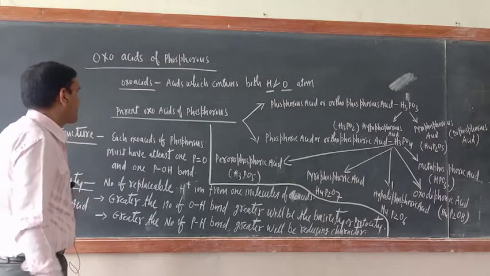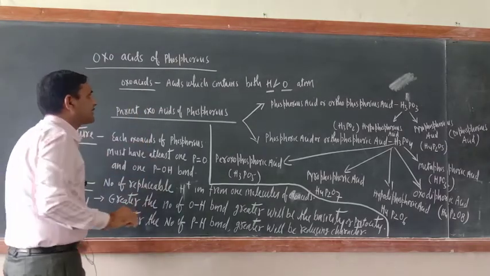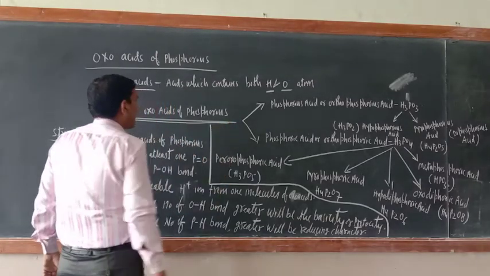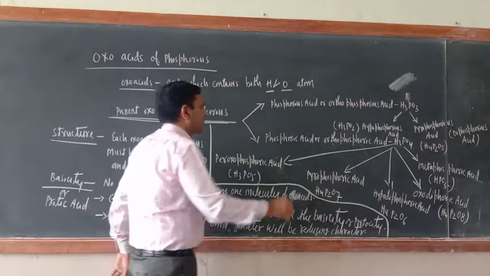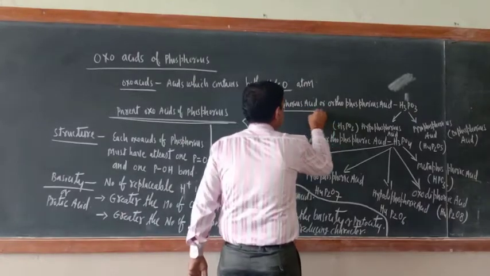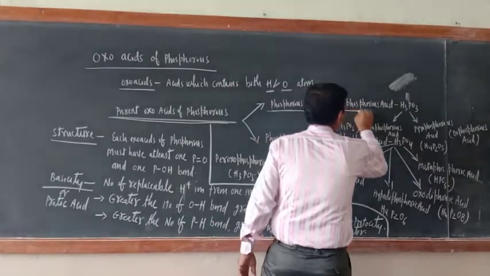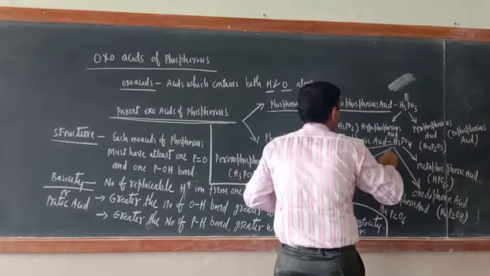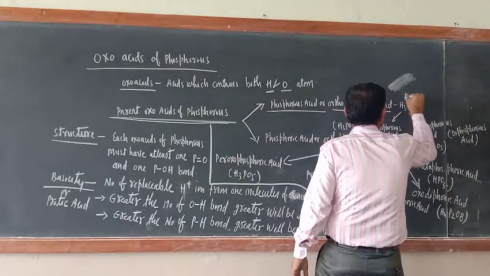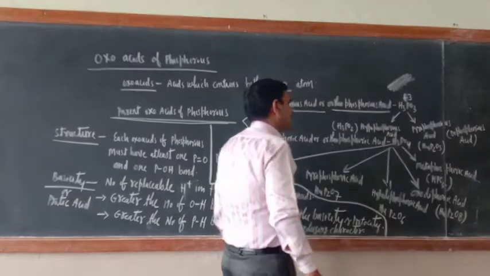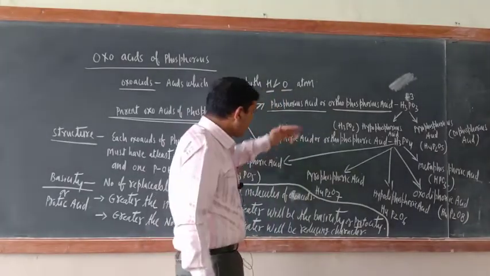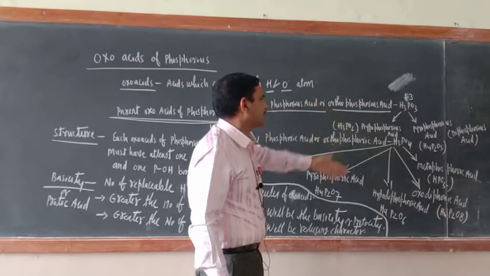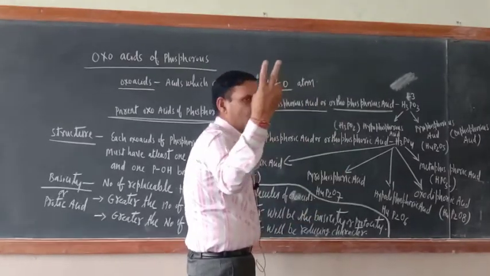Now try to understand, as far as the oxo acids of phosphorus are concerned, basically two parent oxo acids of phosphorus are there. One is phosphorus acid or orthophosphorus acid. It is known as phosphorus because the oxidation state of phosphorus is +3 here. This is also known as orthophosphorus acid. From this acid, you can make two more acids.